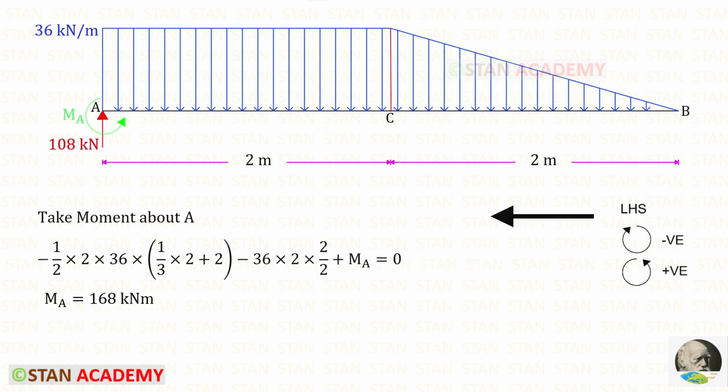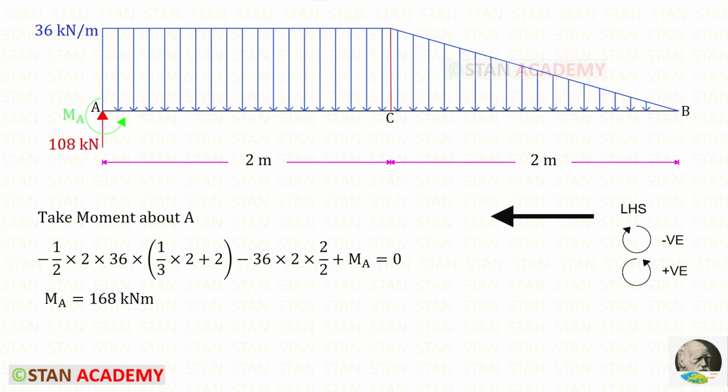Alternatively, we can take moment about A from B. In this case, we have to follow left hand side rule. The UVL and the UDL are acting in the clockwise direction, so both of them are negative. We know that with the area, we have to multiply the centroid distance. These are the areas. For the triangle, the centroid distance about the height is 1 upon 3 into breadth. Here the breadth is 2, so it will be 1 upon 3 into 2. But we are taking moment about A, so we have to add the remaining distance, which is 2.